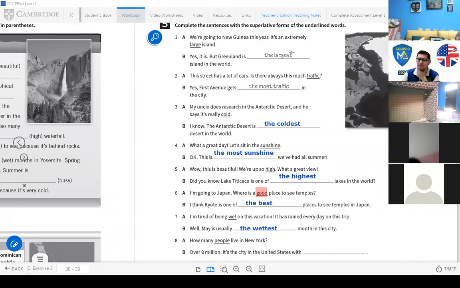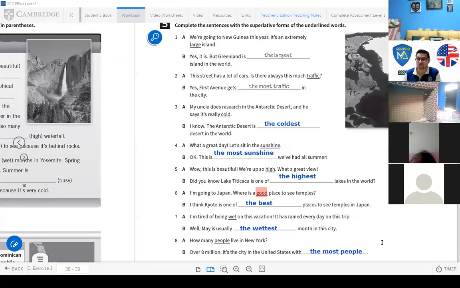Now let's see here. How many people live in New York? It says over 8 million. That's a lot, no? Is the city in the United States with, I'm going to ask here, no? How do you ask this, the superlative? With people, you say the most people, no? Because this is a superlative with noun, okay?